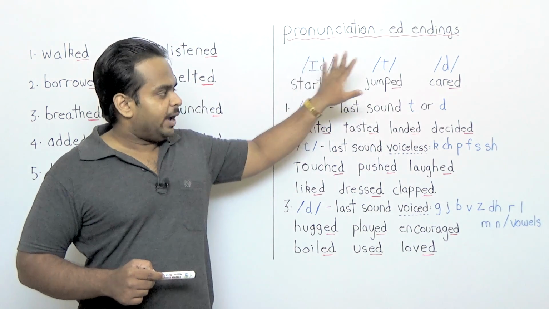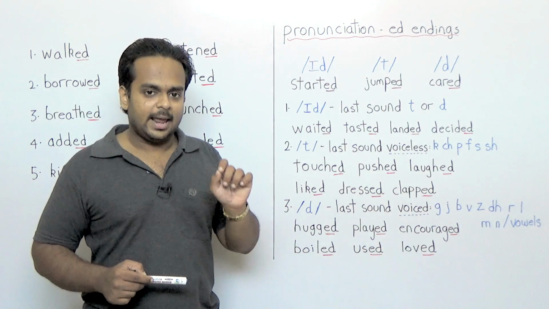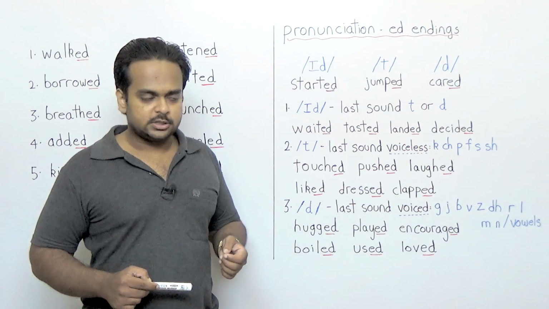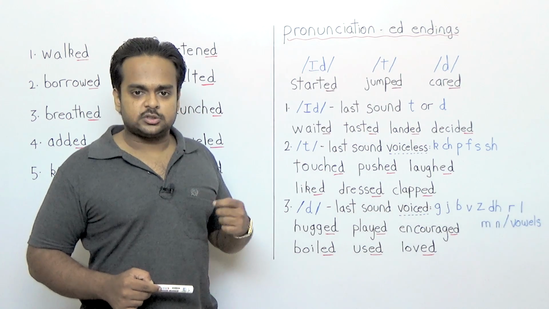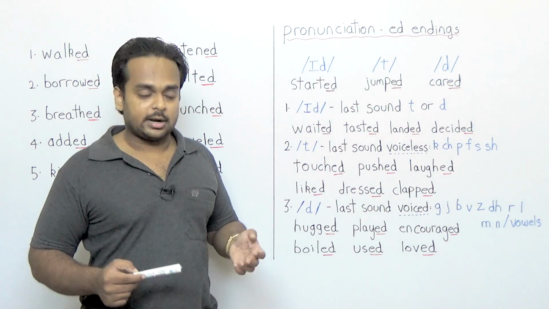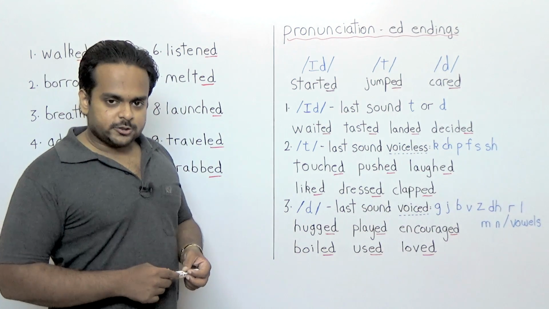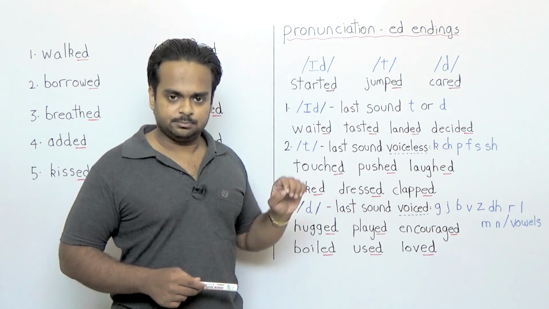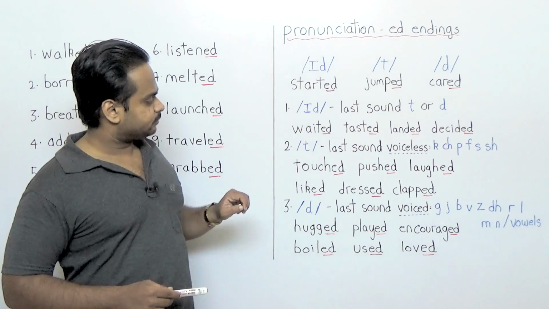Now, which way you should pronounce the ed ending will depend on the last sound in the word, and we will get into the rules in a moment, but these are the three ways that you can pronounce the ed ending. All right, let's now look at the rules. Let's do the easy one first. If the last sound in a word is t or d, then the ed ending is pronounced id.